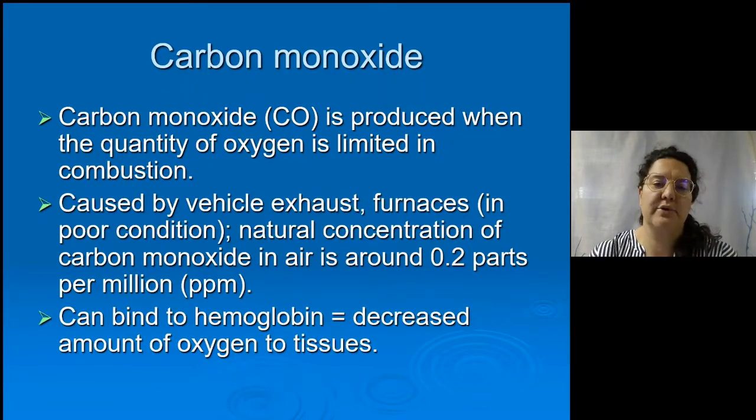So carbon monoxide is also produced during combustion, and this occurs when the quantity of oxygen is limited. So we're not able to make CO2, so we make CO. It can be caused by vehicle exhaust, furnaces that are in poor condition, and there's a natural concentration of carbon monoxide in air. It's around 0.2 parts per million. Now, unfortunately, carbon monoxide will bond to hemoglobin more easily than oxygen. So if there's too much carbon monoxide in your environment, your body cells aren't going to be getting enough oxygen because hemoglobin will carry around carbon monoxide in your blood instead, which is why it's important to have a carbon monoxide detector on each level of your house.